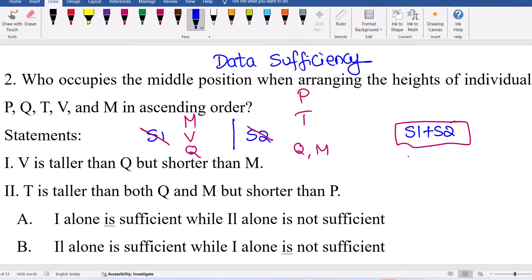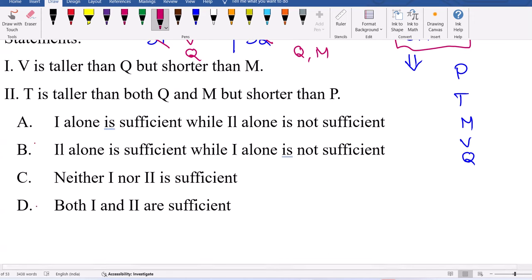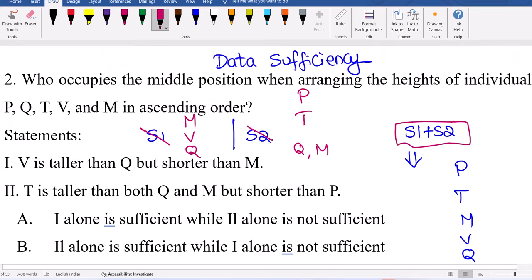Now if you go for together, put them together and we get the idea. T is taller than Q and M. Already we know M, V, Q from statement 1. T is taller than Q and M, and T is shorter than P. Now I'm able to identify the middle candidate is M. So the answer is both statements together are sufficient. There is an option, yes, both statements are sufficient. So guys, both statements put together is sufficient.